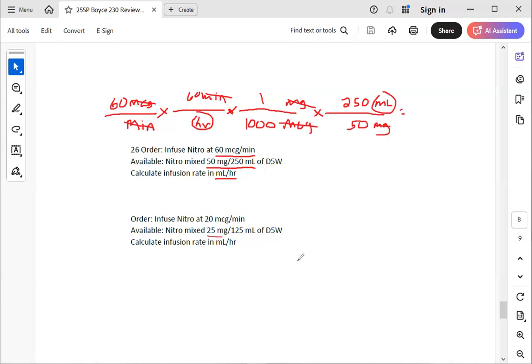Okay. So we just take our calculator. I take 60 times 60 times 250. And then I'm going to divide by 1,000. And then I'm going to divide again by 50. And I'm going to get a big giant 18 milliliters per hour.